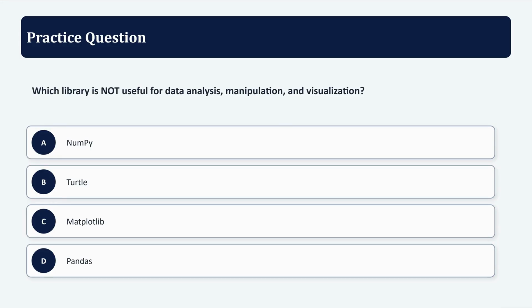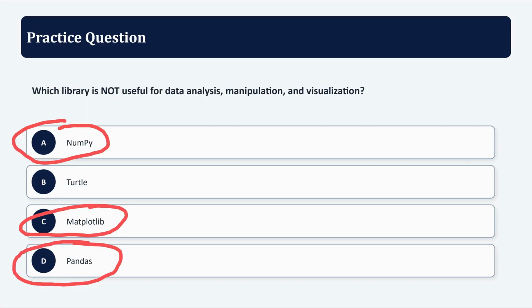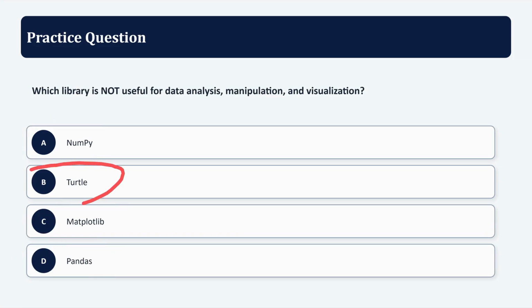Which library is not useful for data analysis, manipulation, and visualization? Well, we know that NumPy is useful for it. We also know that Matplotlib is useful for visualization, and Pandas is very useful for data analysis and manipulation. This leaves Turtle to be the answer, since the rest of these have to be wrong.